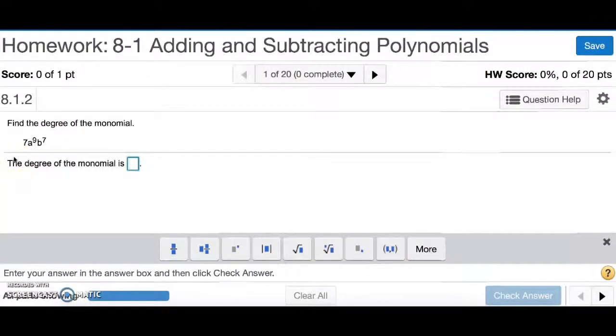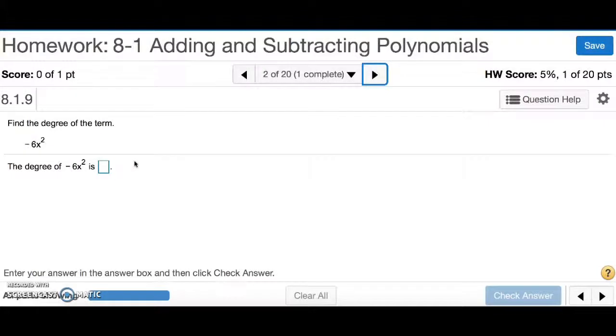8.1. Adding and subtracting polynomials. Number 1 asks you to find the degree of the monomial. The degree of a monomial is going to be the sum of the exponents. So we have 9 and 7 as exponents on the variables. So we have 9 plus 7 is 16. So the degree is going to be 16.